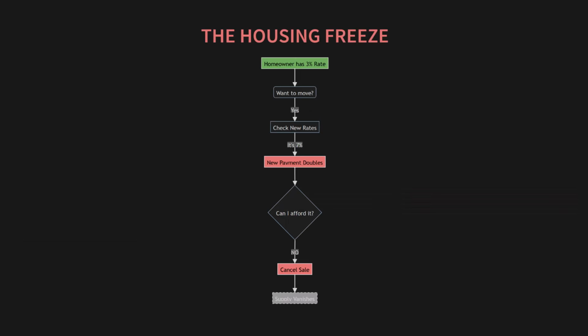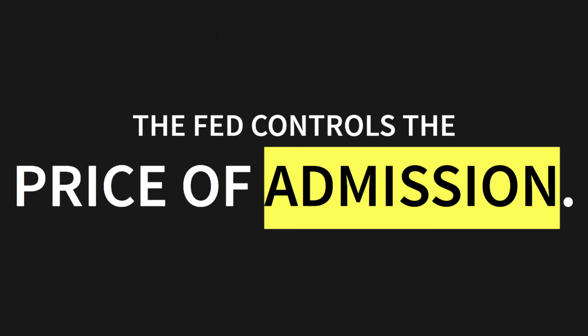Let's walk through this flow chart. You're a homeowner and you've got a great 3% rate locked in. You're thinking, maybe I want to move? So you check the new rates, and it's 7%. Your new payment would double. So you ask yourself, can I afford it? No. So you cancel the sale. You stay put. And when everyone does this, the supply of homes for sale just vanishes. The market freezes solid. Because at the end of the day, the Fed controls the price of admission. And when R goes up, fewer and fewer people can afford to get into the game.